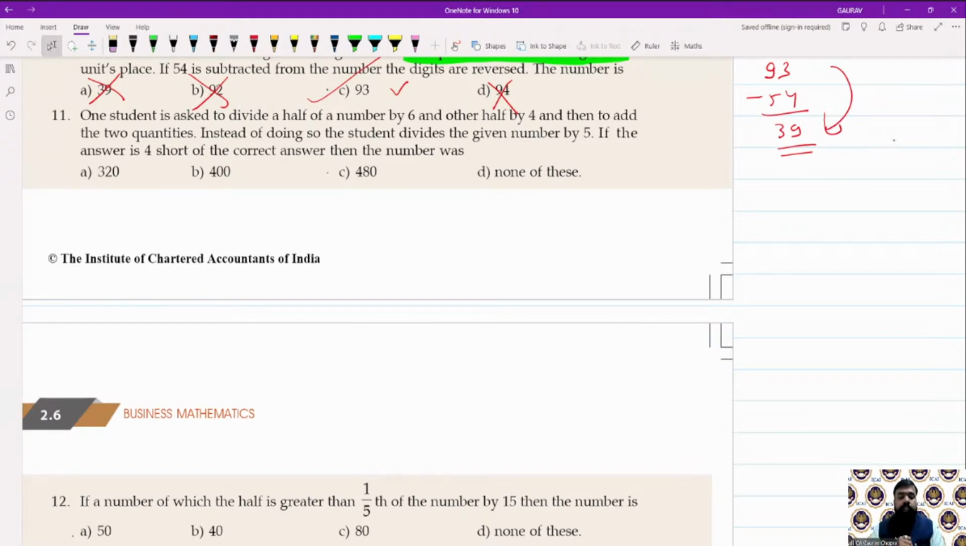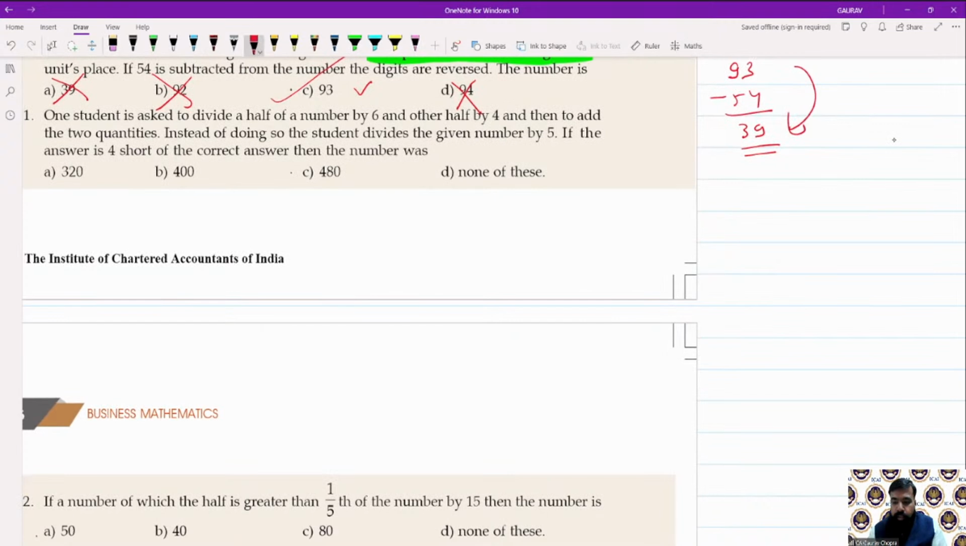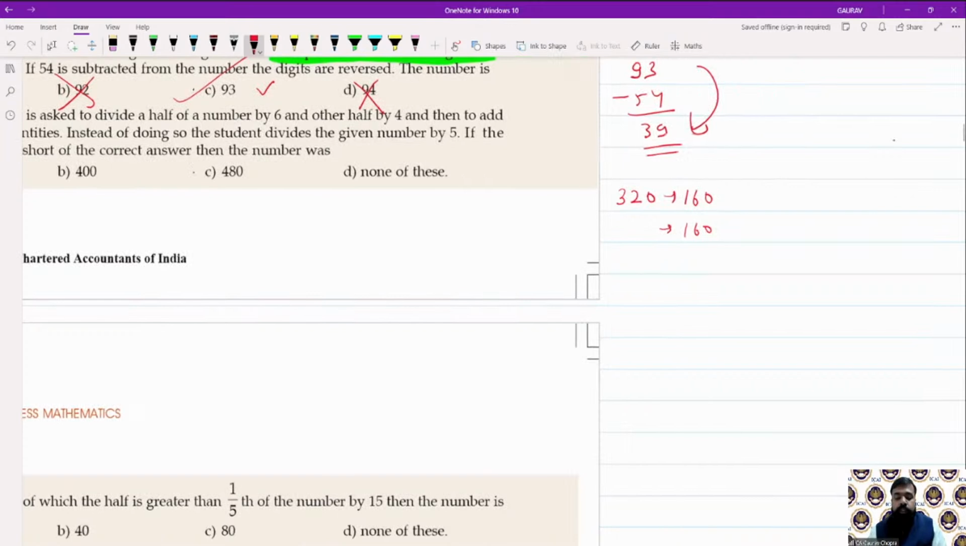So what is the condition? Whatever number we have, we make 2 equal parts of it and divide, once by 6 and the other by 4, and the third time by 5. So let's do this. Number is 320. The 2 parts of 320 are 160 and 160. If we divide by 4 and divide by 6, so divide by 4, divide by 6.